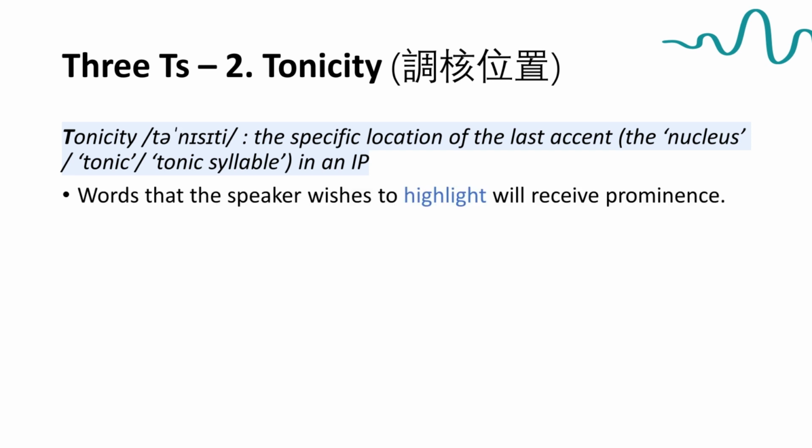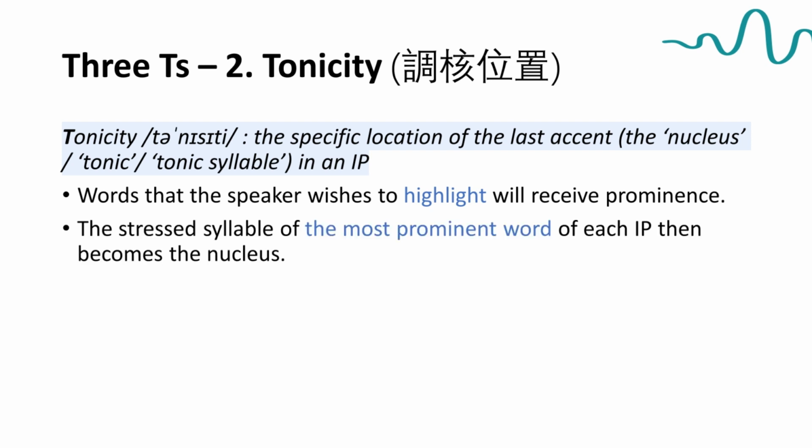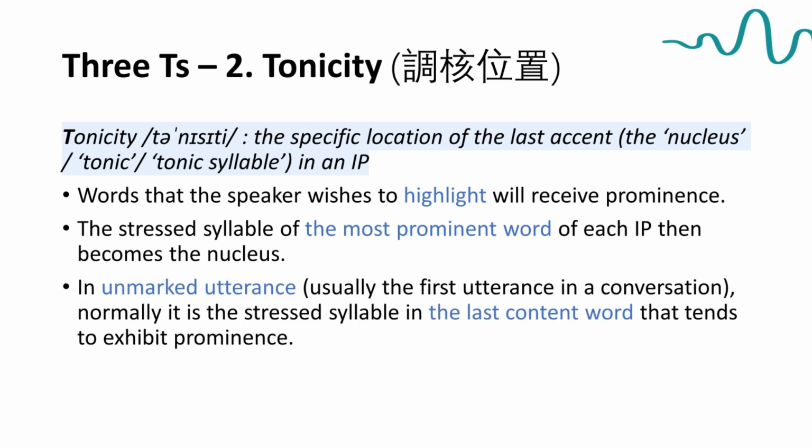For tonicity, it concerns where the nucleus is in an IP. Typically, words that the speaker wishes to highlight will receive prominence. One of these words is the most prominent one, and its stressed syllable then becomes the nucleus. Normally, in the unmarked utterances, which is usually the first utterance in a conversation, the nucleus is the stressed syllable of the last content word. In other words, all the content words, such as nouns, main verbs, adjectives, adverbs, etc., are often accented. And the nucleus is the last accent in the IP.